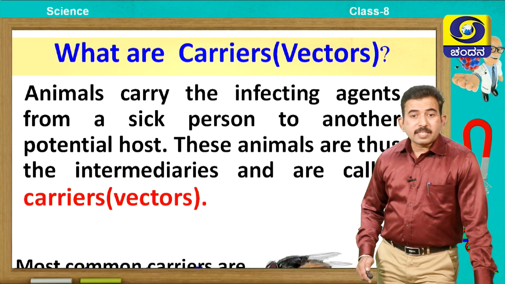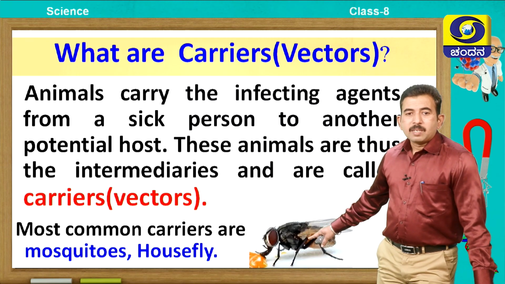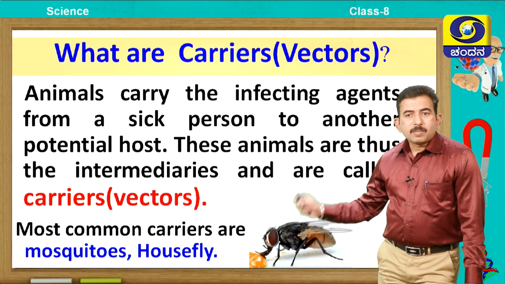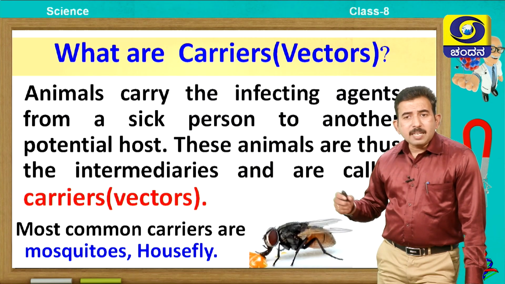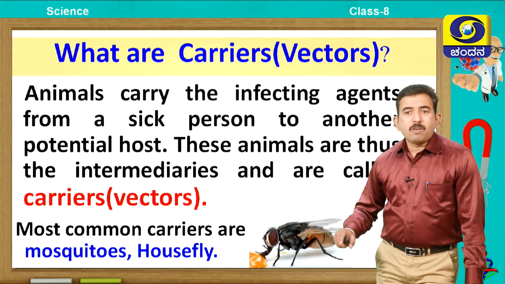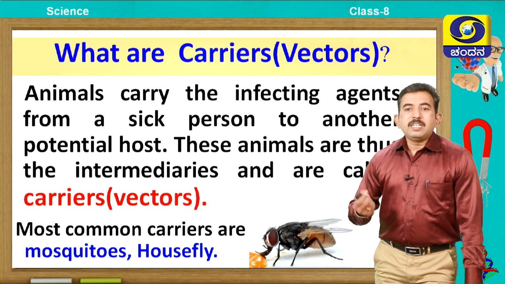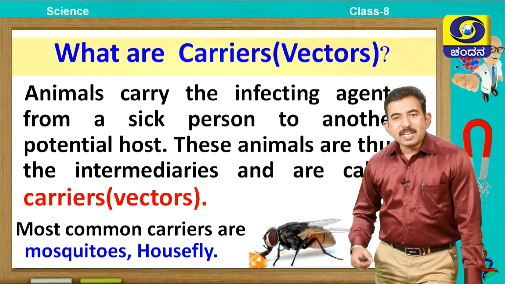Some common examples for vectors: mosquitoes and housefly. Housefly is the most common carrier. They sit on the excreta of human beings and other animals, and they carry the pathogens, and when they sit on our food, they transfer the pathogenic organisms onto our food, and when we eat that food, the disease causing organisms enter our body and may cause infection in us.